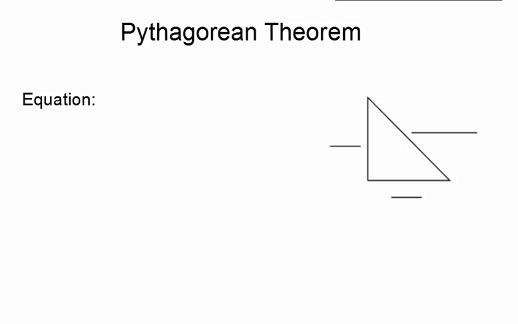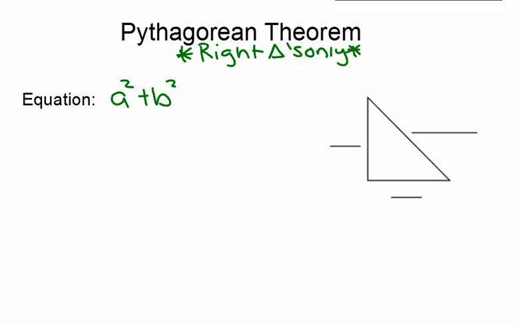So talking about Pythagorean theorem, what you need to know is this theorem only applies for right triangles. So only in right triangles. Your equation here, a squared plus b squared equals c squared. So if we're looking at the triangle, we know it has to be a right triangle. So that means we have to have a 90-degree angle in it.